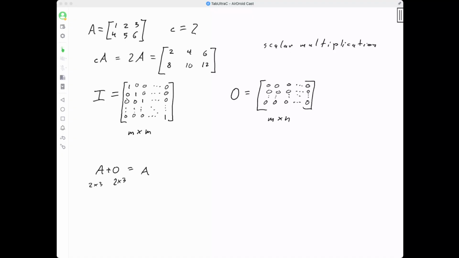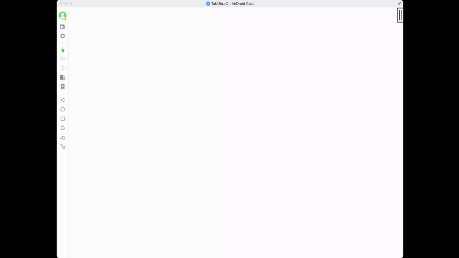Okay, so now we have a few facts that we want to talk about with matrices. So we're going to let A, B, and C be m by n matrices. So I don't know what m and n are in this case, but they're all the same size because they all are m by n. And let r and s be scalars.